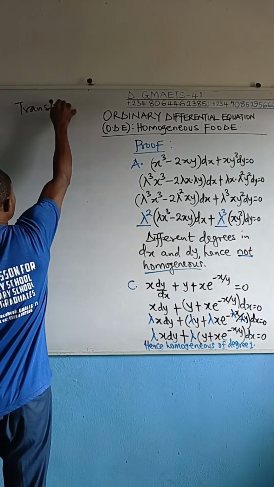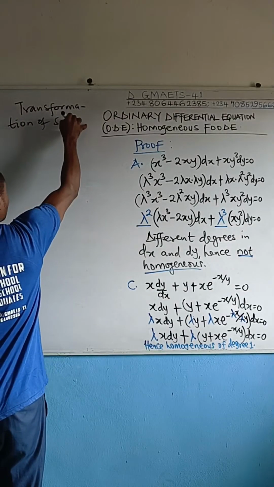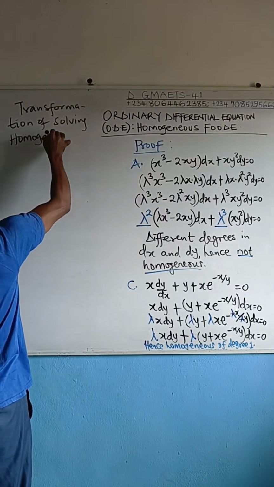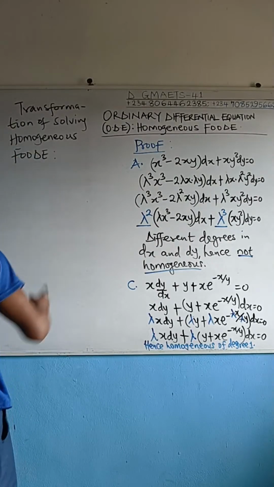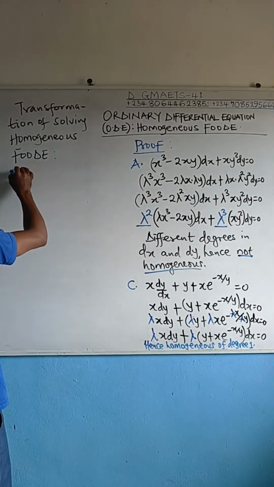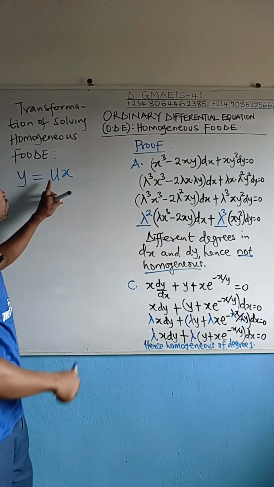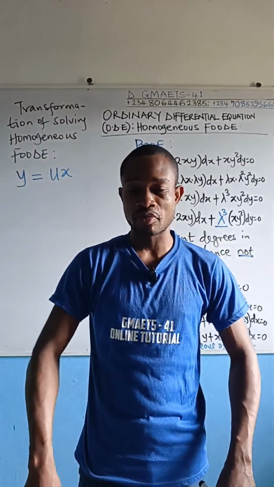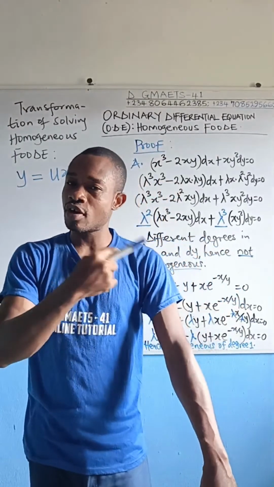Transformation of solving homogeneous equations. So I want to find out the transformation you use. And the transformation is y equal to ux. Some can use vx. It doesn't matter. Whether you use ux or you use vx as a transformation, it doesn't matter. Now, once you get this transformation, we have the general method of solving this.